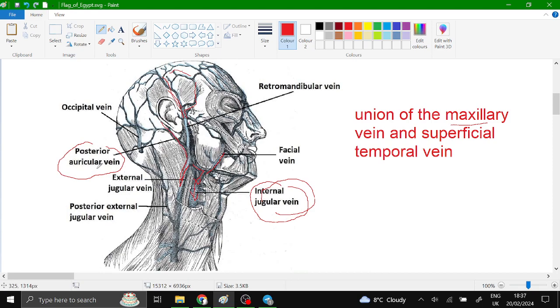So the posterior auricular vein unites with the posterior division of the retromandibular vein, and they make one trunk that will be made by the union of the posterior auricular vein and the retromandibular vein.